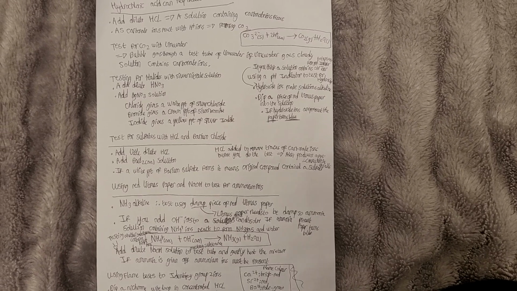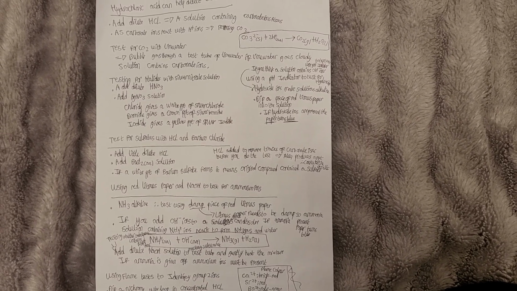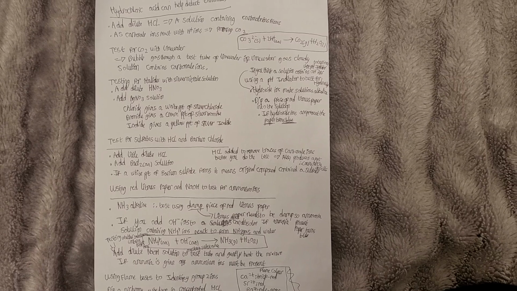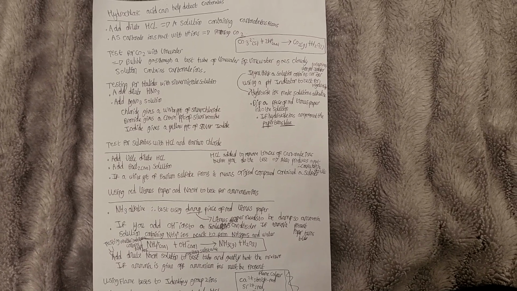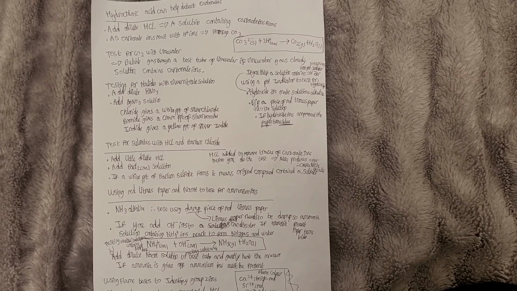Test for sulfates with HCl and barium chloride. Add a little dilute hydrochloric acid. Add barium chloride solution. If a white precipitate of barium sulfate forms, it means the original compound contained sulfate.